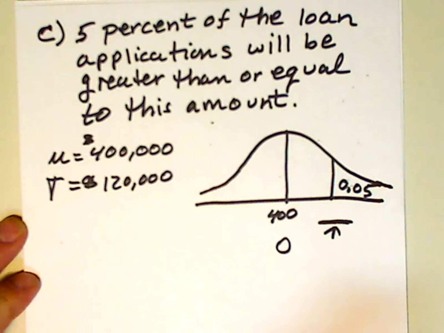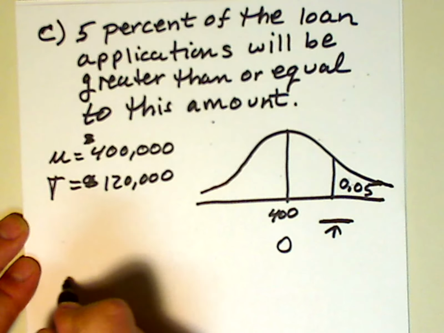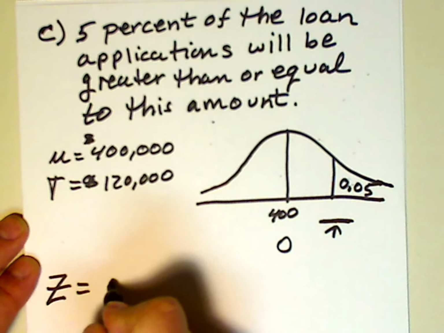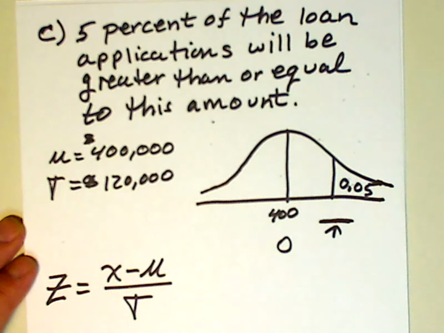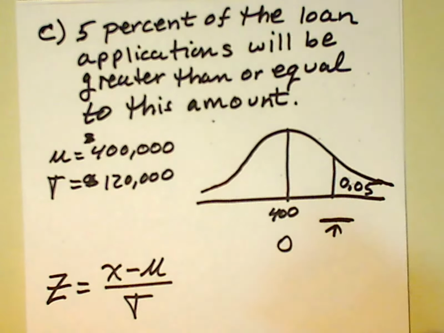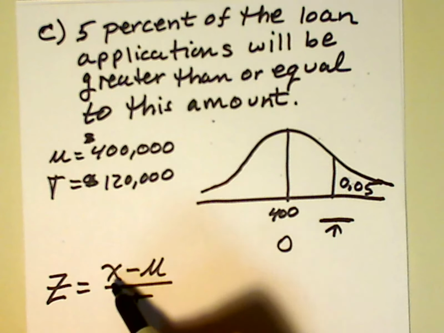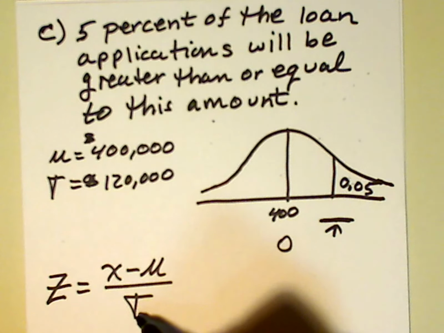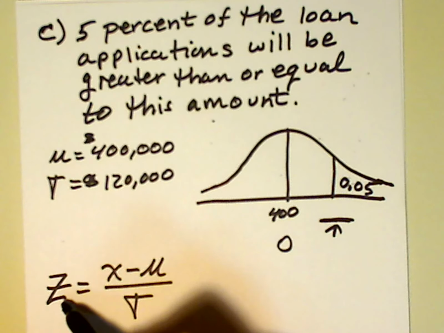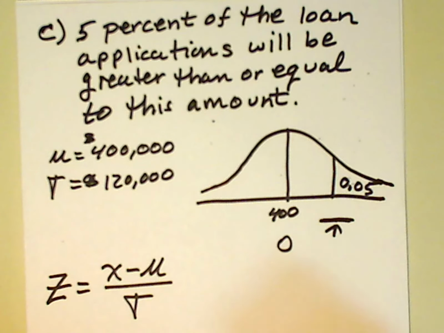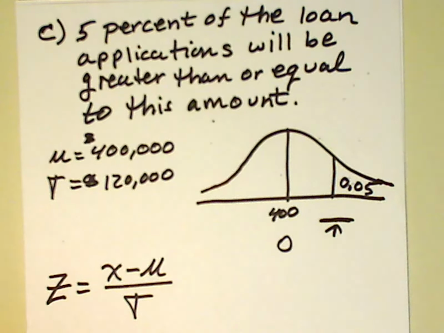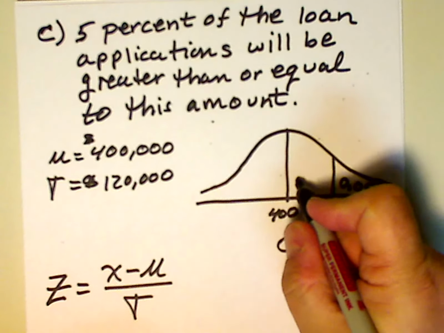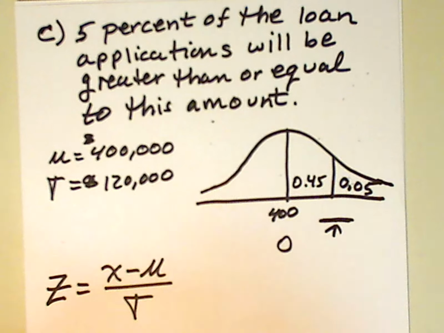And let me show you how we're going to attack this problem. We know that our z transformation equation is z equals x minus mu over sigma. In the prior problems, we knew x, we knew mu, and we knew sigma, and we calculated z. Here, we're going to find z. We can do that now. We know that the tail contains 5%. Therefore, this region contains 45%.